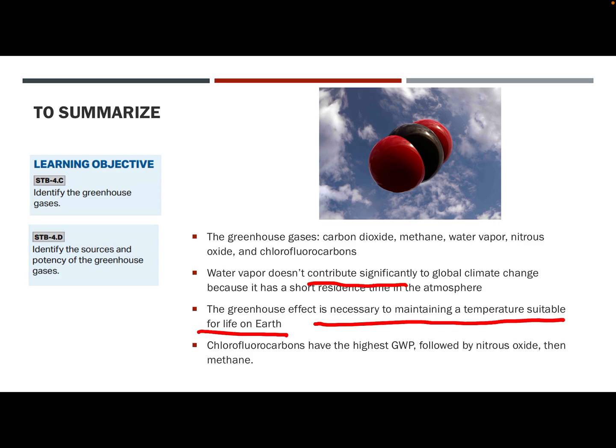We need it. And chlorofluorocarbons have the highest global warming potential, followed by nitrous oxide and then methane. So these are our big top 3 problem children.